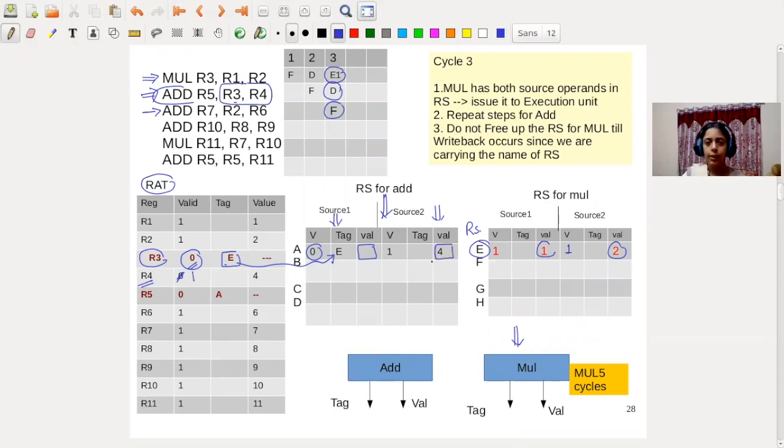So now what happens here is that the add has been decoded, but it cannot continue with execution because one of its sources is invalid.